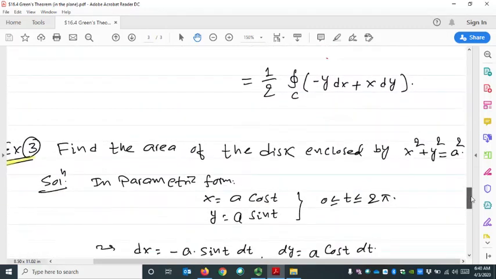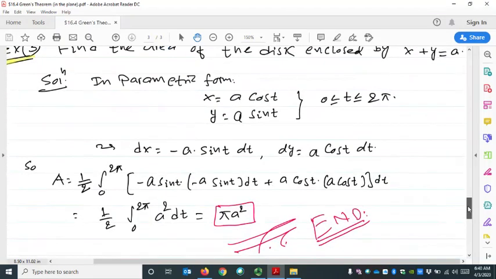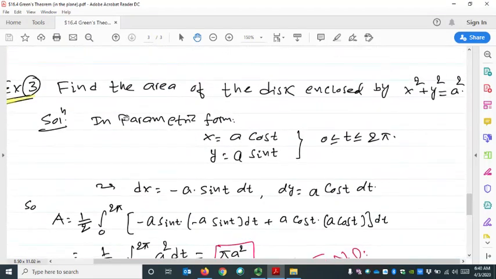Example 3. Find the area of the disk enclosed by the circle of radius a. That means we are finding the area of the circle, which is pi radius square. So let's verify that result using Green's theorem. In parametric form, the disk equation is x equals a cosine t, y equals a sine t, t between 0 and 2 pi.